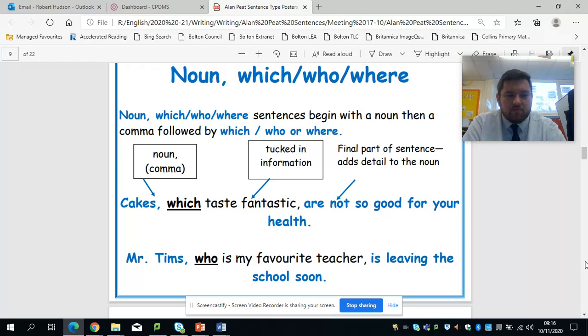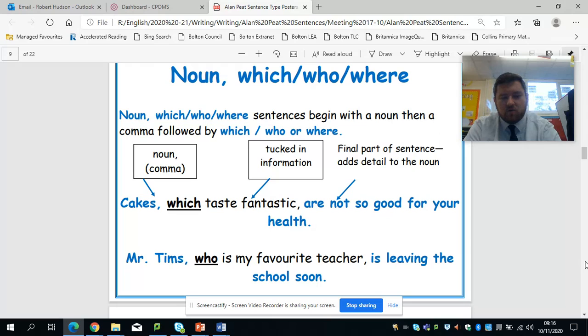We have a noun followed by a comma. So in the first example, we have the word cakes. We have a comma, and then we use the relative pronoun. And now this is what is important. A relative clause is a subordinate clause, an additional clause. However, they always start with a relative pronoun. In this case, we're using the relative pronoun which. Cakes, which taste fantastic, are not so good for your health.